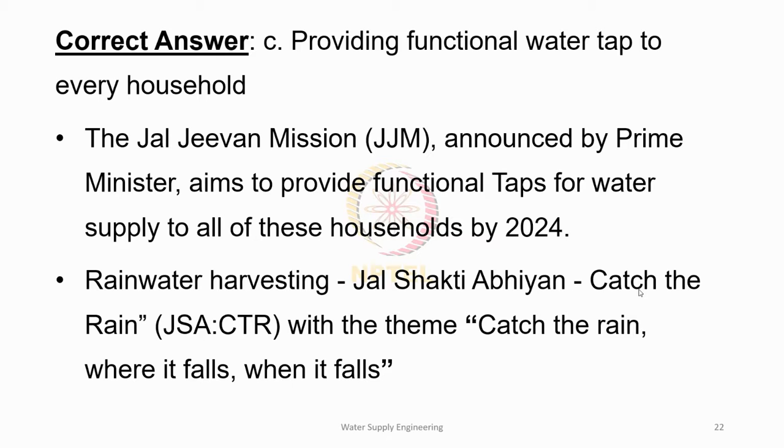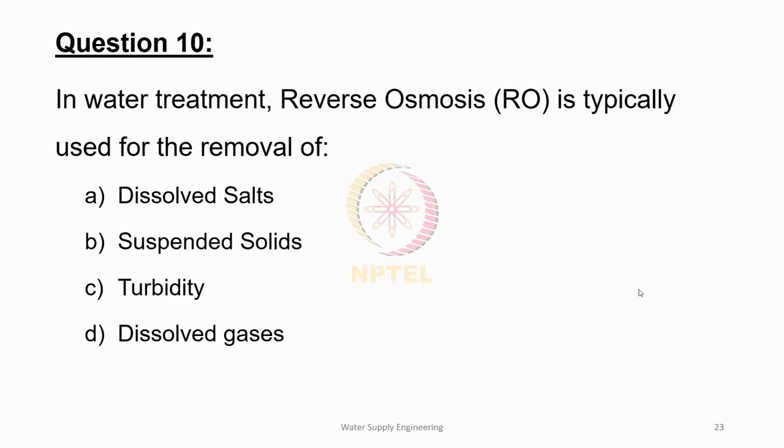So we'll move on. For rainwater harvesting, we have Jal Shakti Abhiyan, another mission by our central government. That is Jal Shakti Abhiyan, Catch the Rain, with the theme Catch the Rain Where It Falls When It Falls. That is particularly for rainwater harvesting. We'll move on to the next question, question number 10. I hope all the questions till now are clear to everyone.